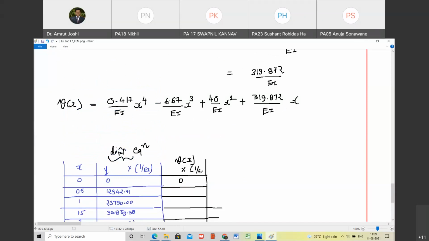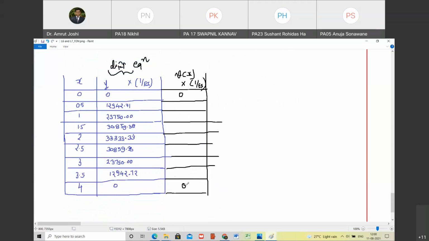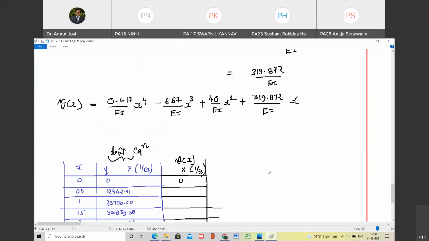I'm going to keep 1 over EI here. So you forget about EI, just calculate 0.417 x raised to 4 minus 6.67 x cube plus 40 x square plus 319.872 x at x equal to 4. How much does it come? Tell me. So getting 169. Pardon? 169.12. So something is wrong, isn't it?